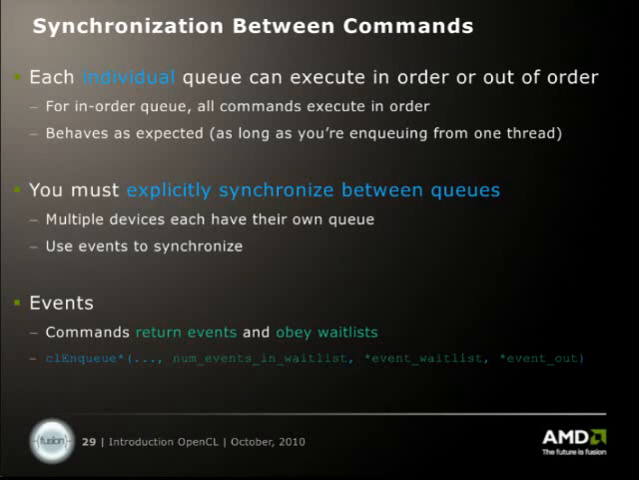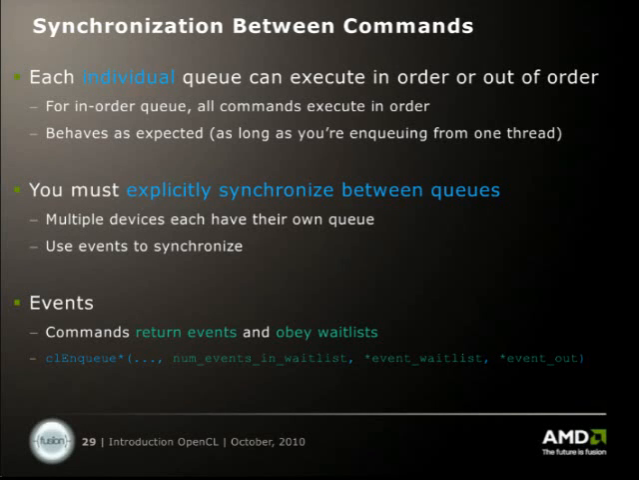And so this brings me to the arguments, and I put the queue at the front for the enqueue commands. But every enqueue command takes 3 arguments at the end of the function. Here is the number of events in a wait list and a wait list.